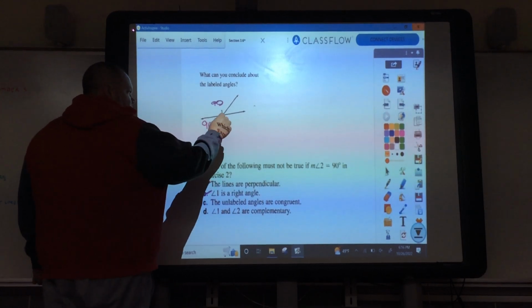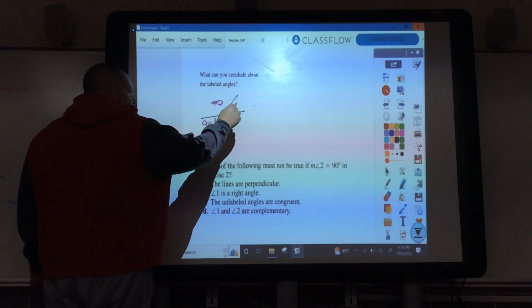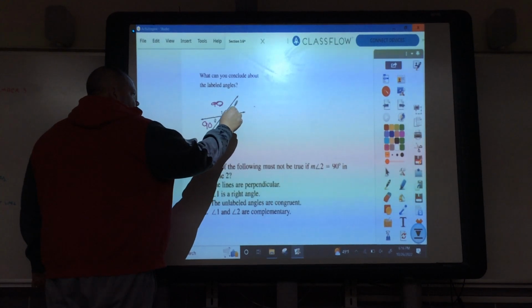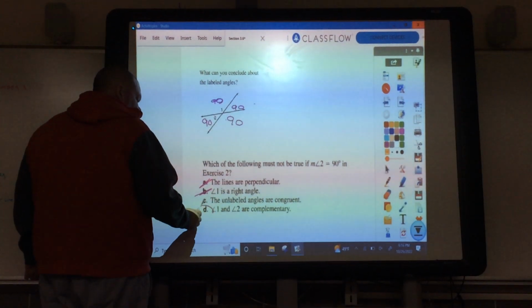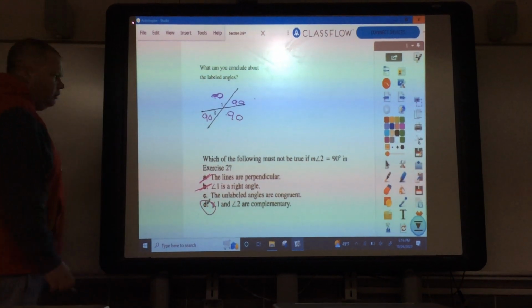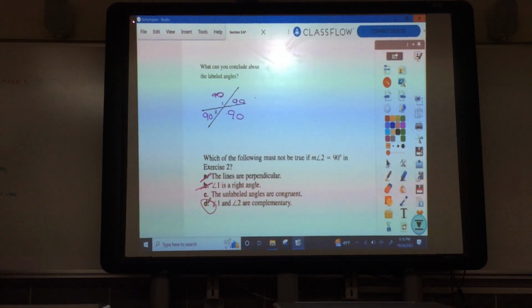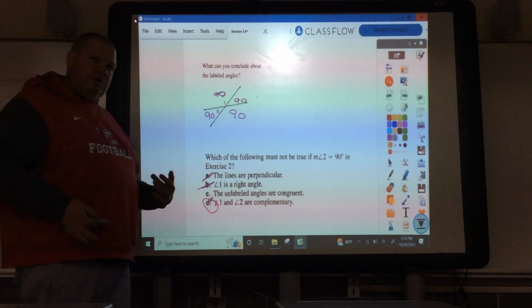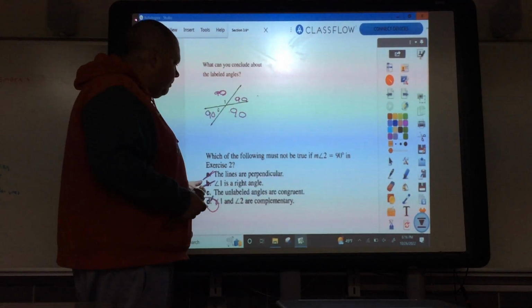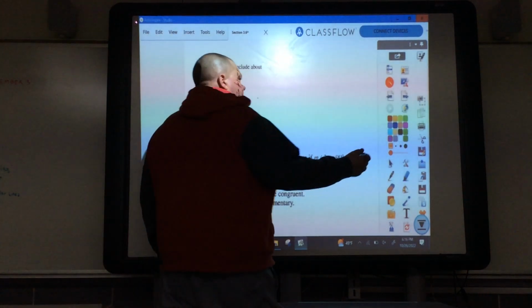Okay, the unlabeled angles. Well, if these two angles are both 90 degrees, so are these two angles over here. This is going to be 90, this is going to be 90. So the correct answer is letter D. Angle 1 and angle 2 are both 90 degrees, so it's impossible for them to be complementary. If each angle is 90 degrees, 90 plus 90 is 180. They would be supplementary, but certainly not complementary.